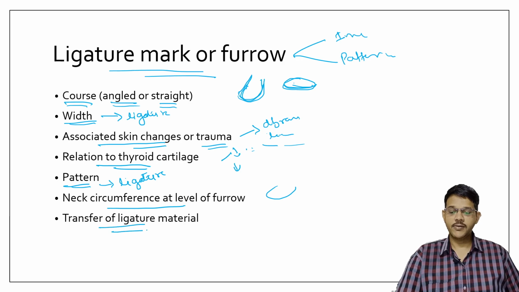Then transfer of ligature material. So in a case of hanging or suspension, there are chances that ligature material will be left on the mark. Like if there is a dupatta or a sari used, the cloth material or the cloth thread will be left on the skin. So skin has to be examined for presence of this material. This material has to be correlated with the ligature mark to see whether it is the same or not.